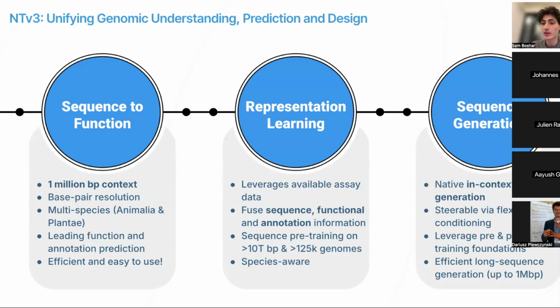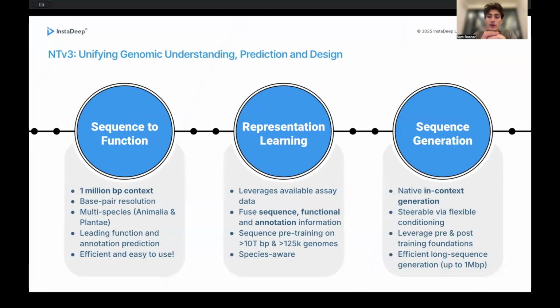Then finally, on the sequence generation side of things, we thought there were a lot of low-hanging fruits where we could improve on this pillar in particular. First, we wanted native in-context generation. We think it's important, especially for a lot of DNA generation tasks, that you want to be informed by the context on both sides of the sequence, sort of this in-painting. And this is something that autoregressive models struggle with natively, at least.